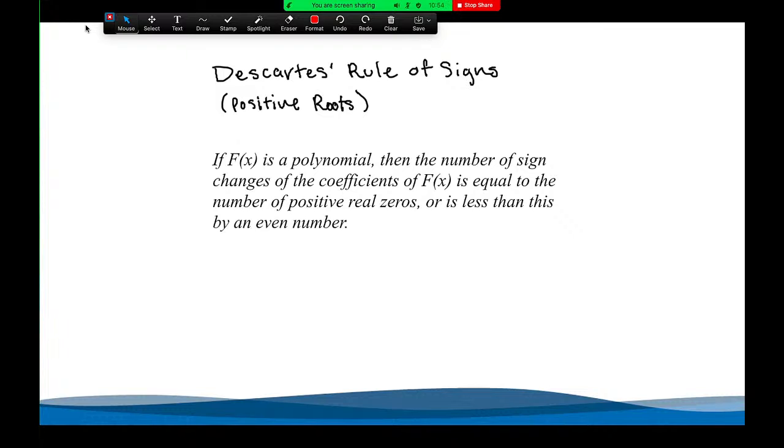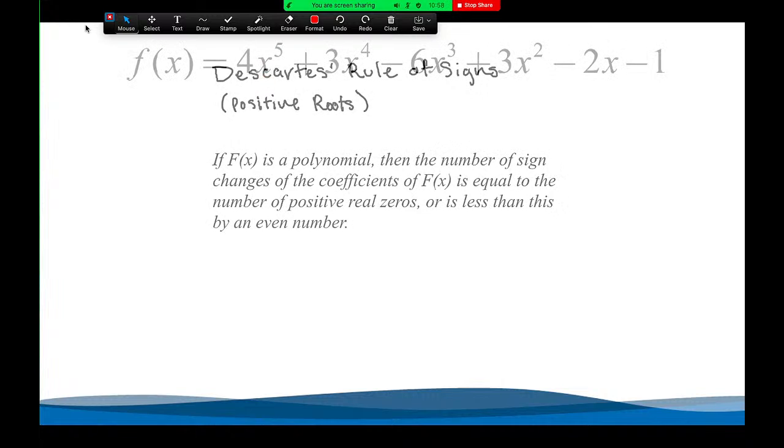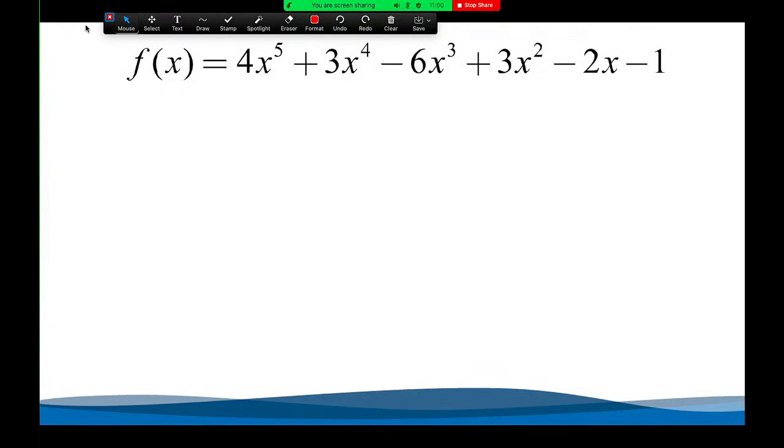And what do all these words mean exactly? Well, let's look at an example and see. So, say we had this polynomial, f of x equals 4x to the 5th plus 3x to the 4th minus 6x cubed plus 3x squared minus 2x minus 1.